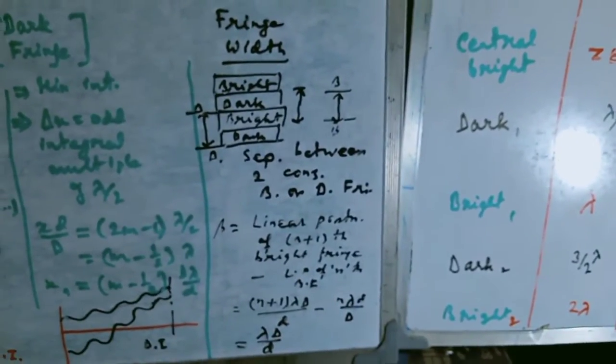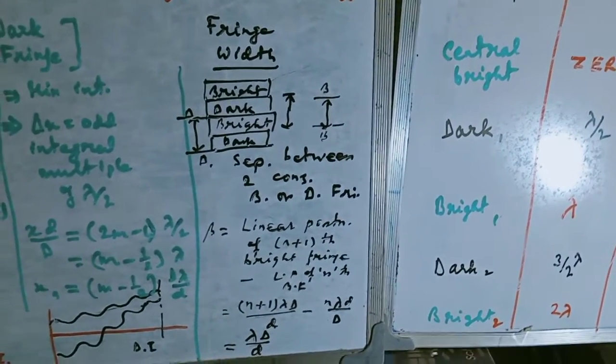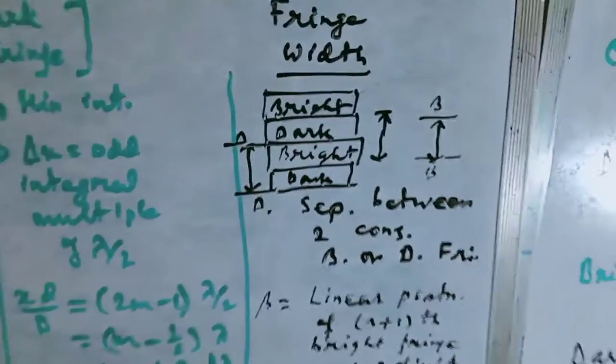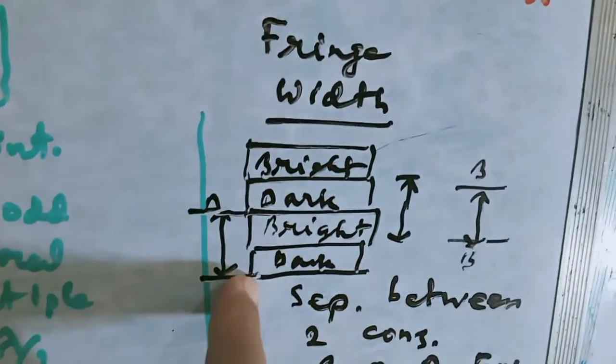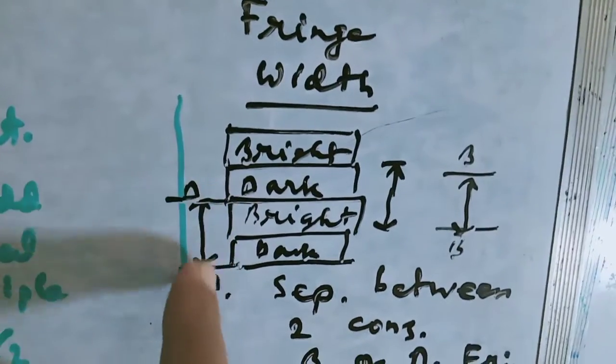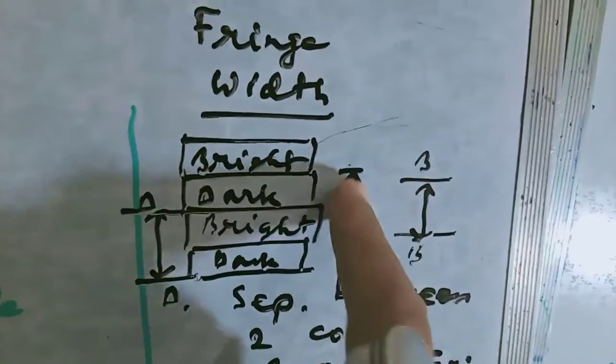Now, fringe width. Fringe width is the separation between two consecutive bright or dark fringes. That means the distance between the two dark fringes, including this one and excluding this one, is the fringe width. Similarly, the distance between two bright fringes is the fringe width.